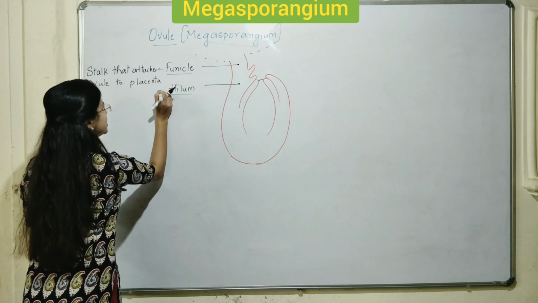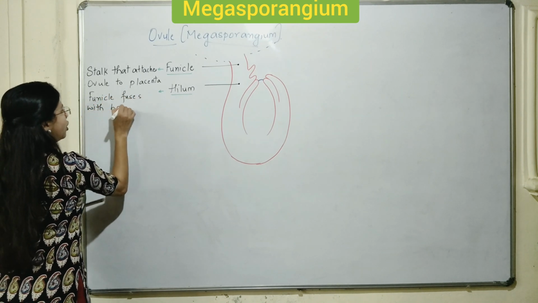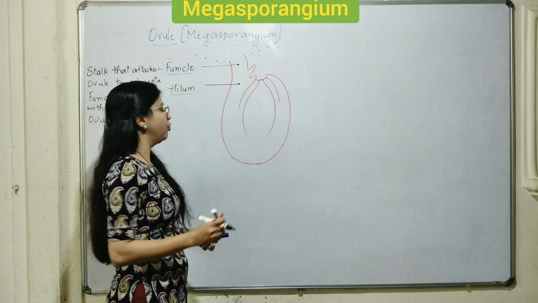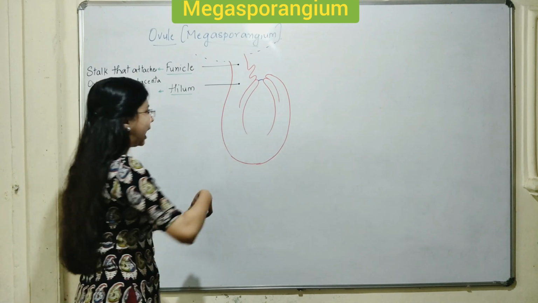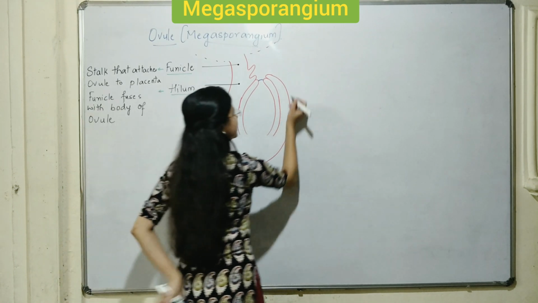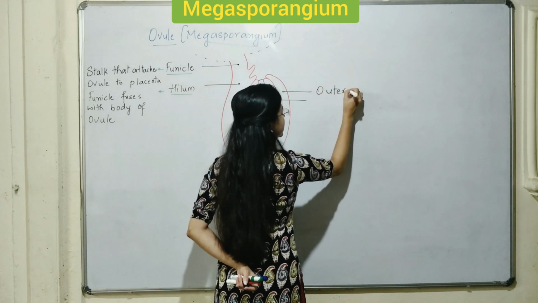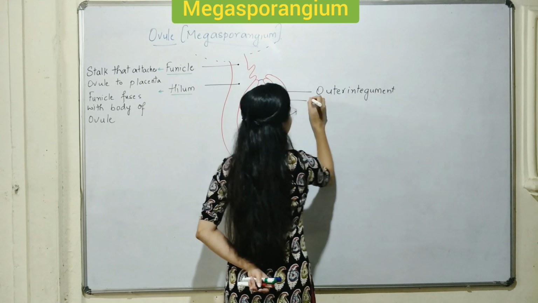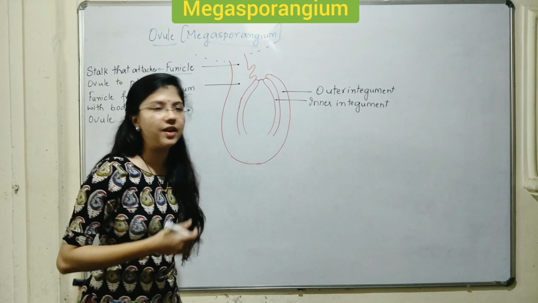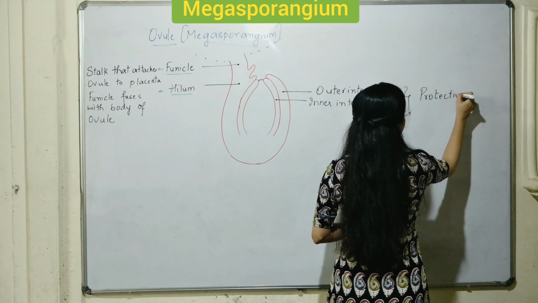Funicle is the stalk which connects the ovule to the placenta. Hilum is that part where the funicle fuses with the body of the ovule. So this is the common part between the funicle and the ovule. Now, if you see the complete ovule, you will see that it is protected by many layers, right? These layers are called integuments. This will be called the outer integument, and this is the inner integument. There are almost 2 to 3 layers of integuments present, which act as the protective layers of the ovule. So their function is that they are protective layers.